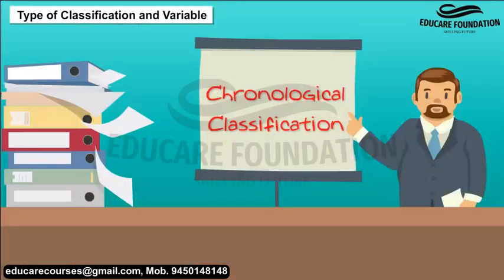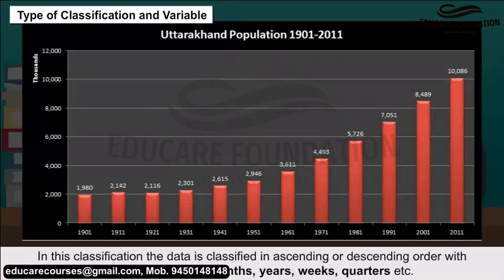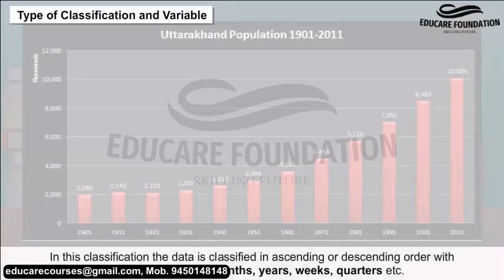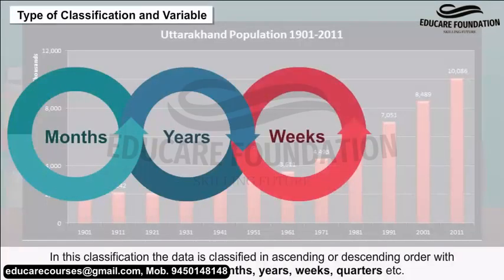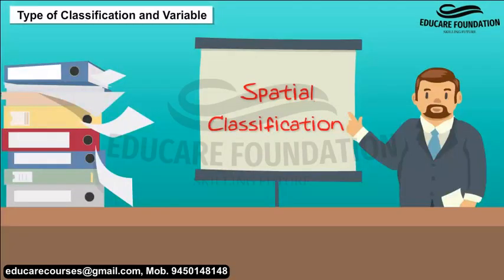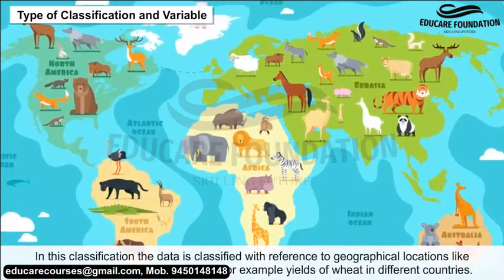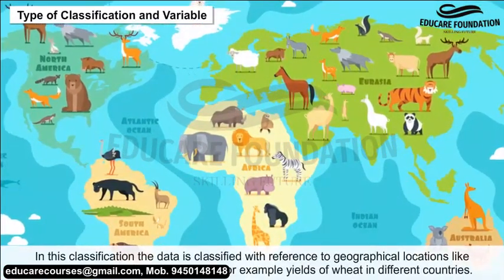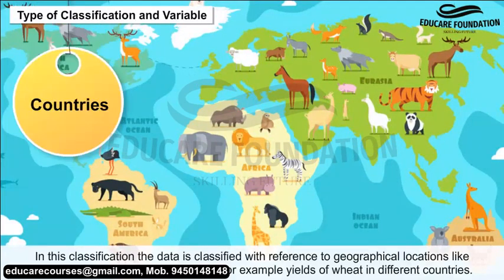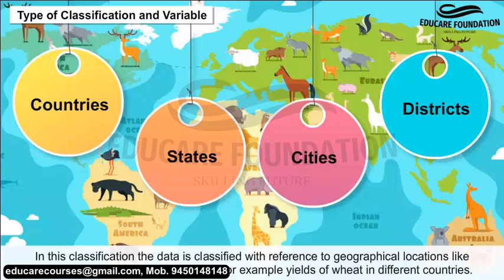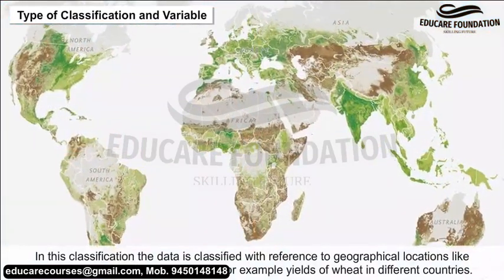Chronological classification. In this classification, the data is classified in ascending or descending order with reference to time, like months, years, weeks, quarters, etc. Spatial classification. In this classification, the data is classified with reference to geographical locations like countries, states, cities, districts, etc. For example, yields of wheat in different countries.